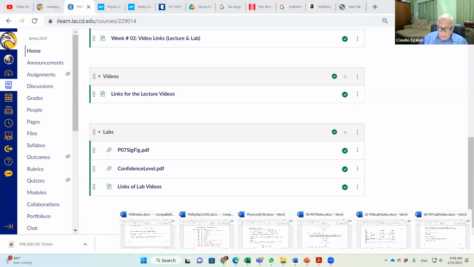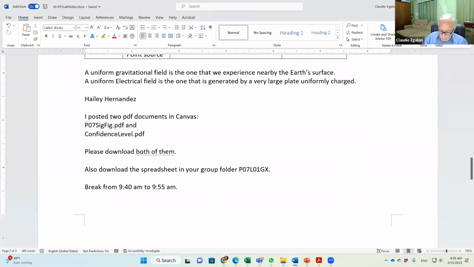Your priority right now is to work on the spreadsheet, okay? At this point in time, you should have already downloaded all the 3 documents, the 2 PDFs, and the Excel spreadsheet, P01L01 group number, XLSX. Let's go through that, and as we go along, I'll tell you what you should do with this document. Your first priority in this experiment is to plot graphs.